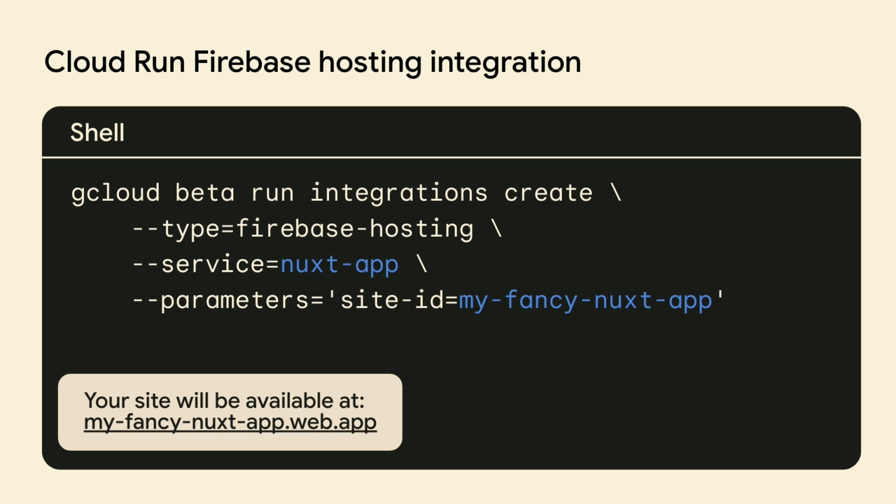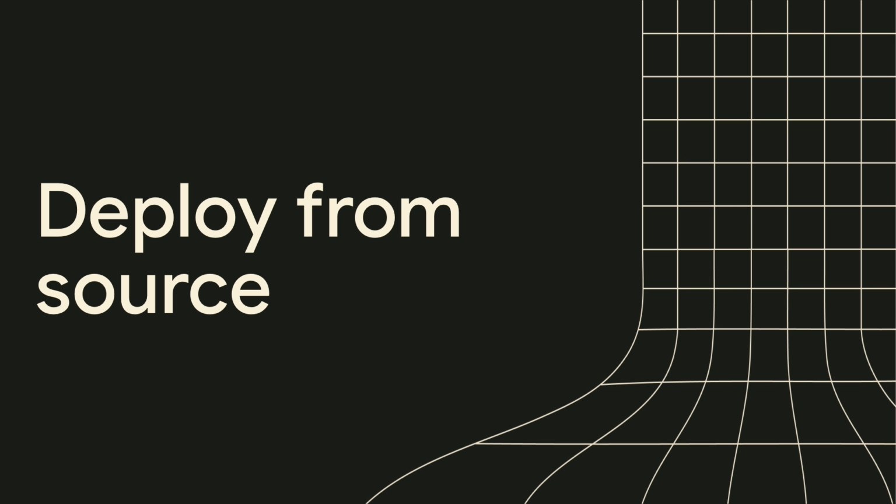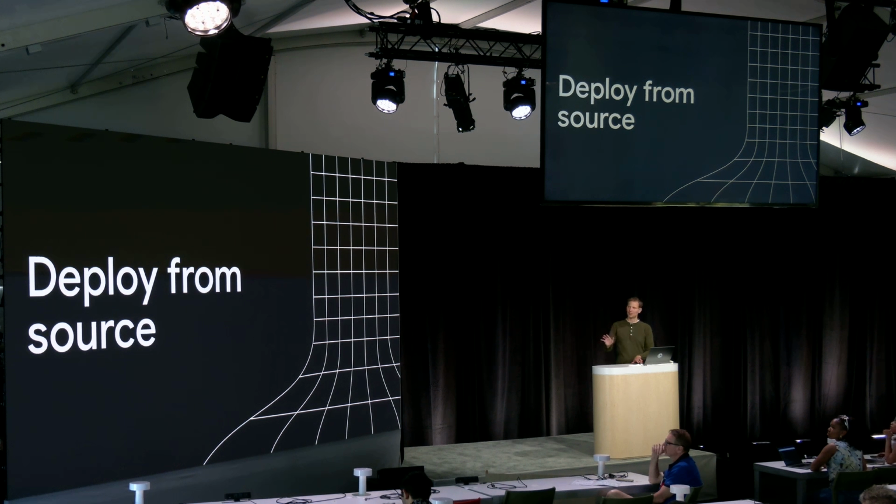So here's an example. If you say my service is Nuxt app, like the one we deployed earlier, then you can say I want the site ID to be my-fancy-nuxt-app, and that will then give you the URL my-fancy-nuxt-app.web.app. So you get that pretty URL at the bottom as well if you throw on that CDN. Globally distributed caching from one line, pretty phenomenal.